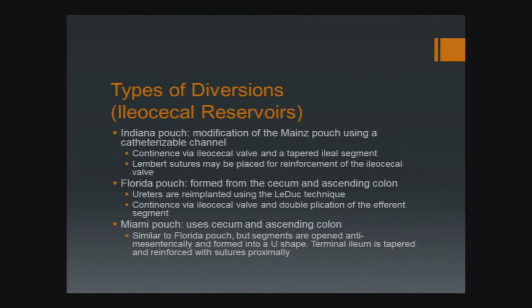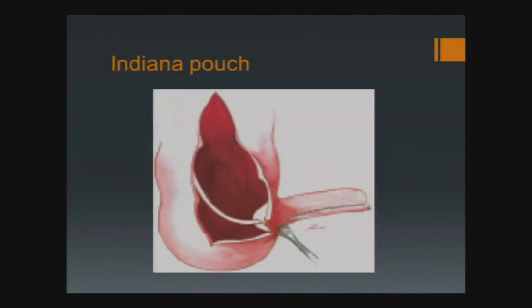There's also a Florida pouch, which is another modification. The Miami pouch, again, lots of different ways. This is unfortunately the best image I could find of an Indiana pouch and how we do it. But where that Babcock valve is, generally that's where we place those Lembert sutures to try and reinforce the ileocecal valve.